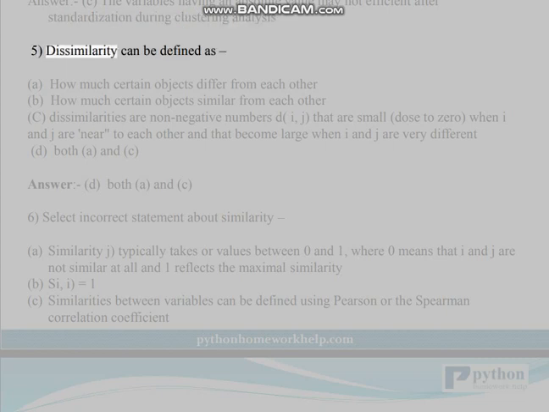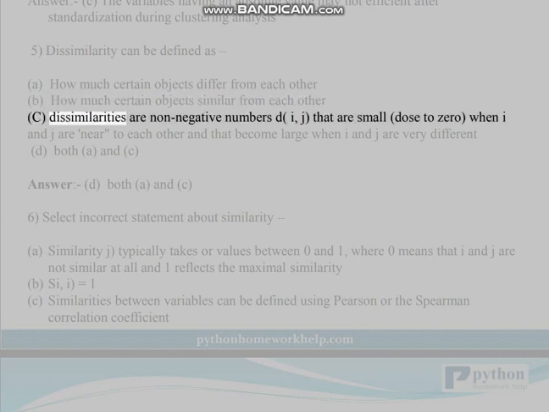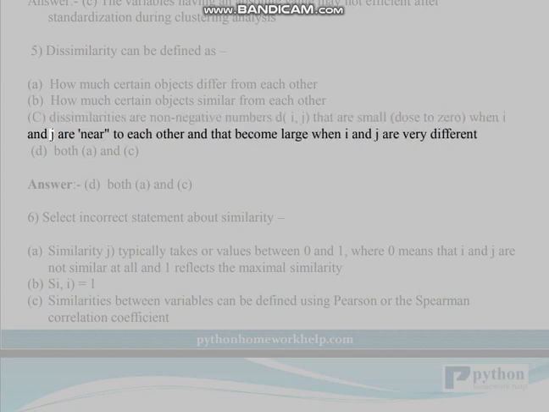5. Dissimilarity can be defined as: A. How much certain objects differ from each other. B. How much certain objects are similar to each other. C. Dissimilarities are non-negative numbers d(i, j) that are small, close to 0, when i and j are near to each other and that become large when i and j are very different. D. Both A and C. Answer: D. Both A and C.